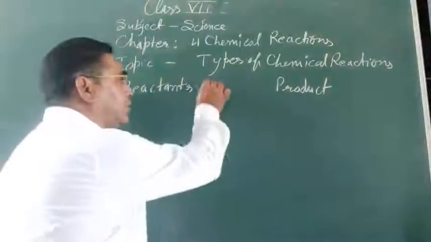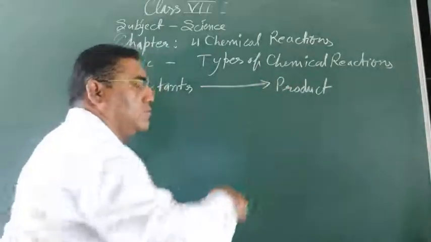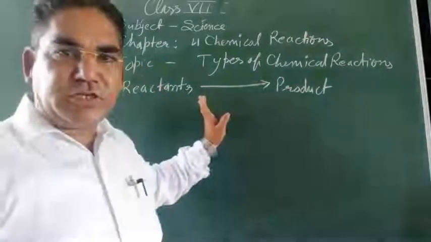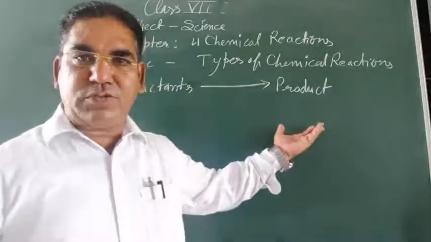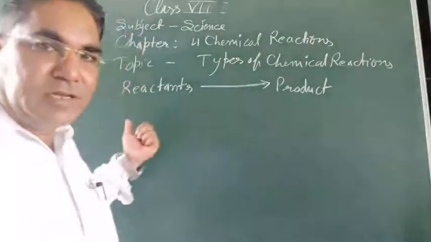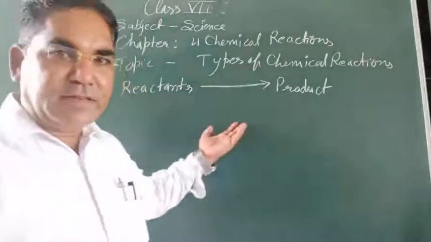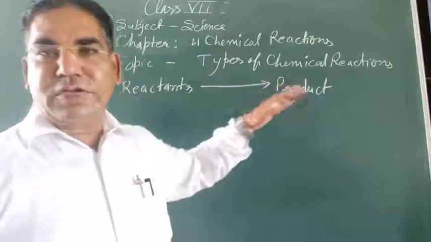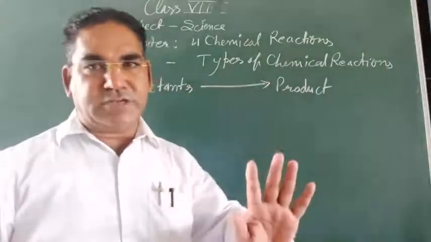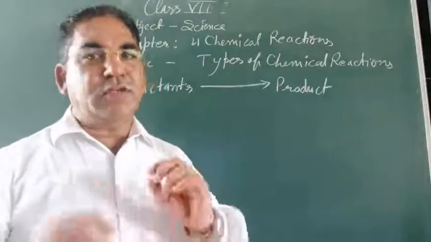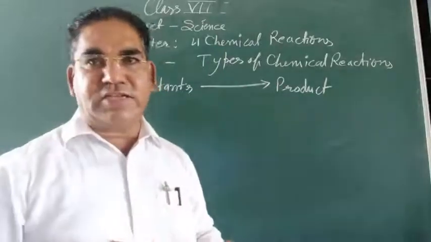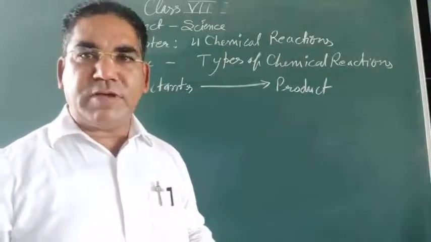And a chemical reaction is shown by an arrow symbol. It shows that these are the reactants, these are the products, and this is the progress of the chemical reaction. Up to this portion we have discussed up to last class. Now, types of chemical reactions.